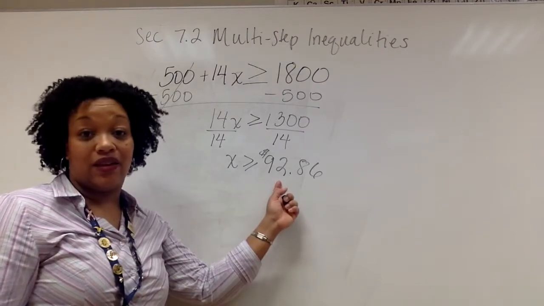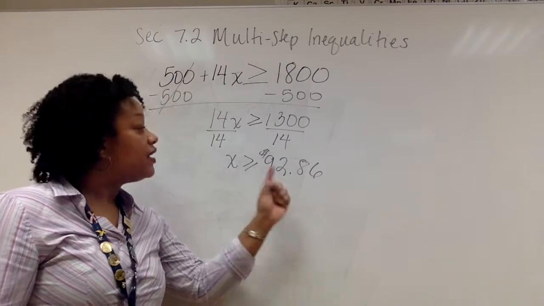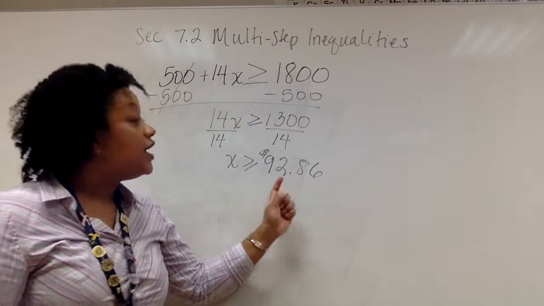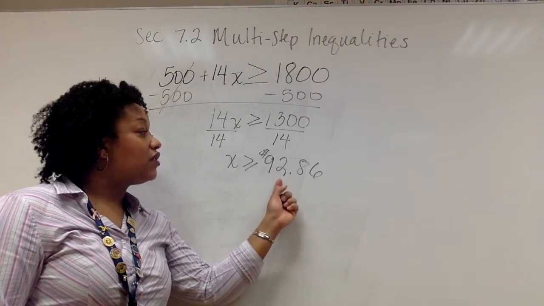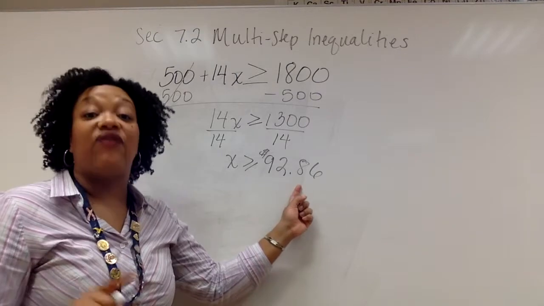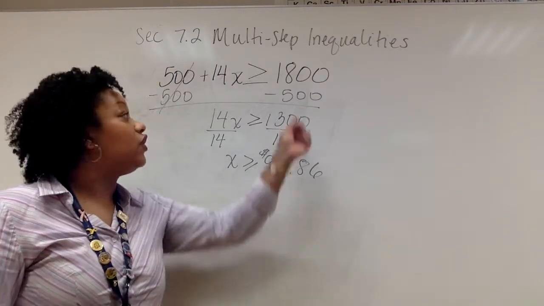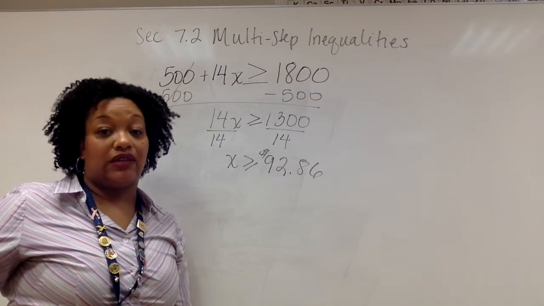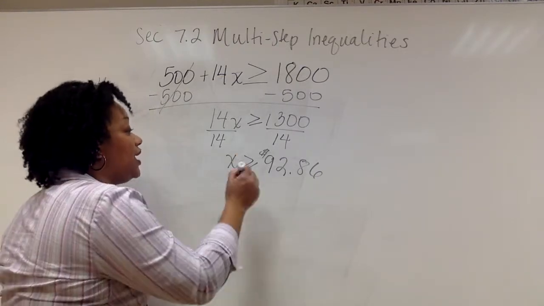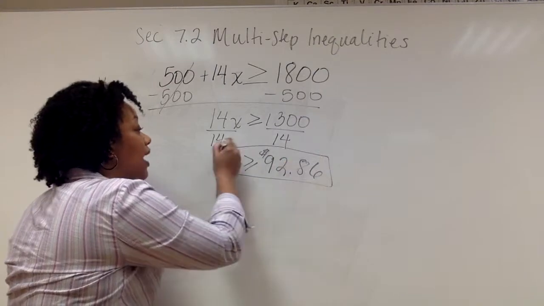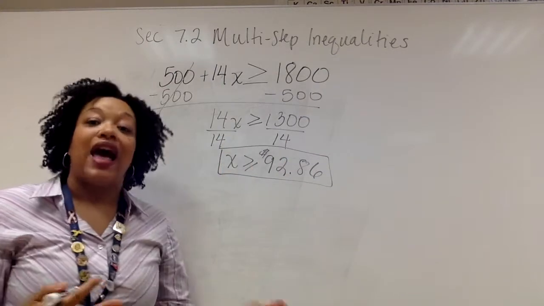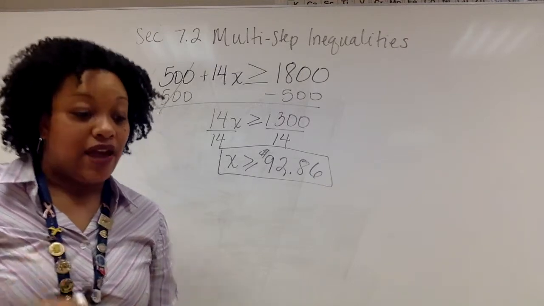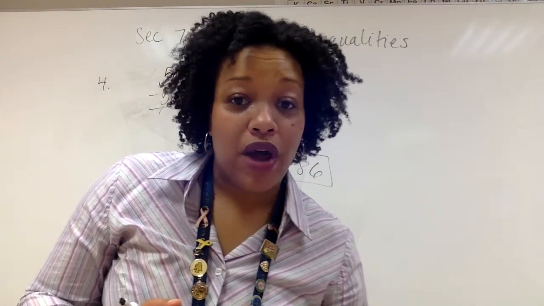Anything less, this is what you need to understand. Anything less than this, you're not going. If you save $92.85 a week, you're not going to meet your goal, and you'll be sitting at home while everybody else is in Greece. So I'm done here. I can just stop right here, or I can say I need to save $92.86.